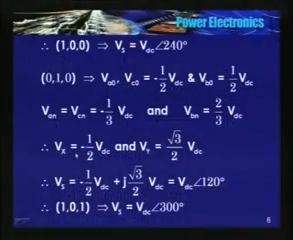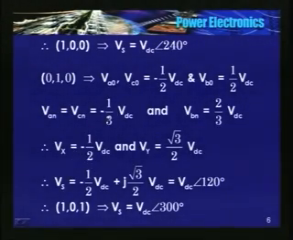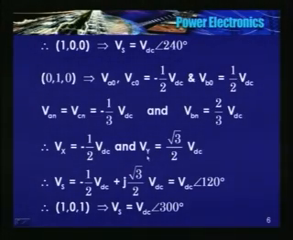So what is Vx now? Vx is given by 3 by 2 times VIN, or 1.5 times VIN. Okay. So Vx is minus half VDC. I will substitute for VIN. So Vx is 0.5 VDC and Vy is root 3 by 2 VDC.